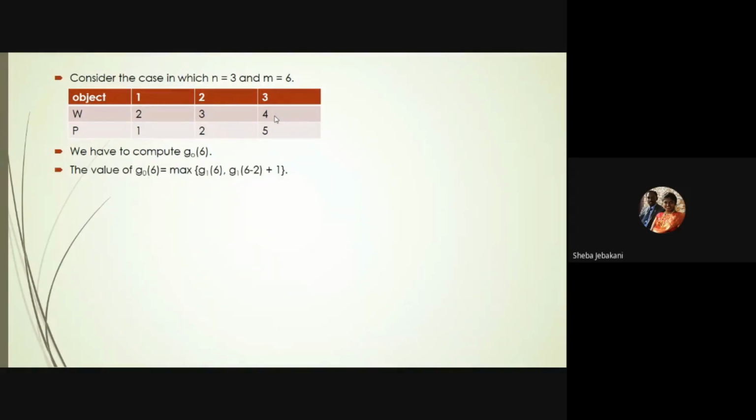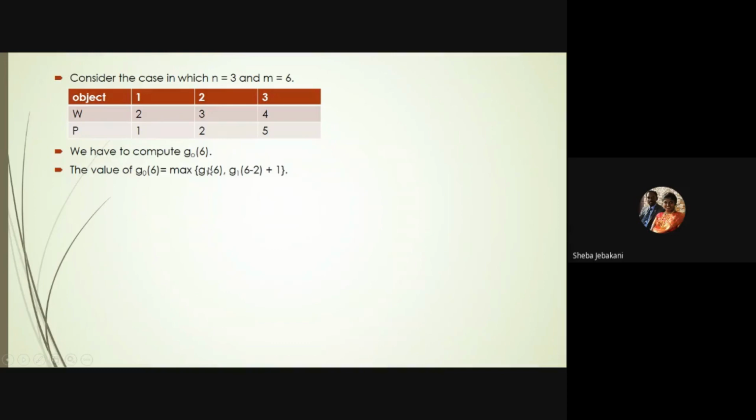Now, for computing G0 of 6, we had to basically find out the maximum of G1 of 6 and G1 of 6 minus 2 plus 1. In other words, G1 of 6 means the first object is not selected at all. And G1 of 6 minus 2 plus 1 means the first object is selected. So the remaining capacity becomes 6 minus 2, which is the weight of the first object, and plus 1, which is the profit that you earn by selecting the first object.